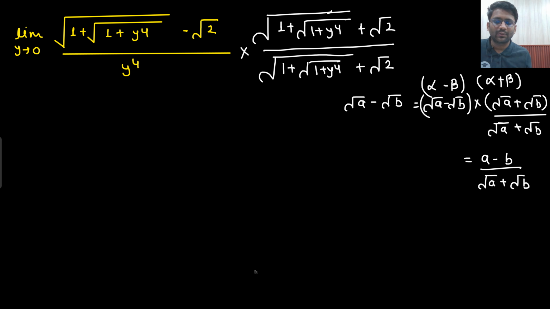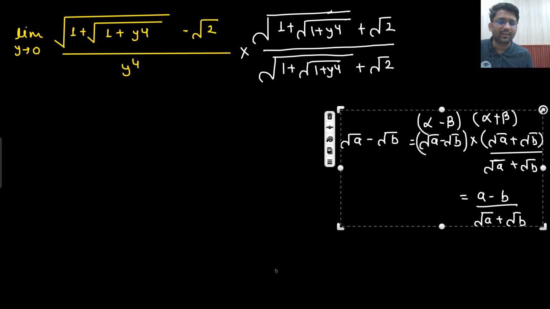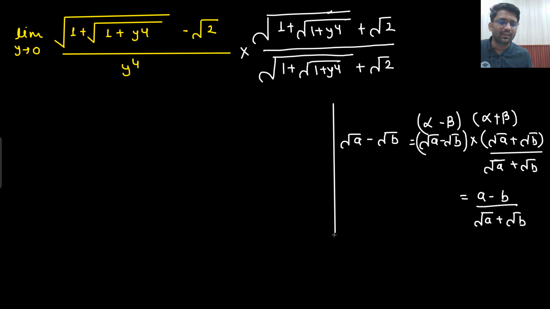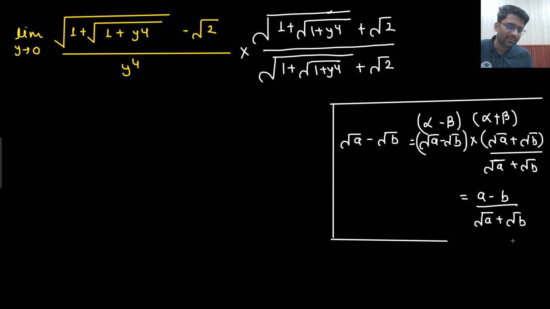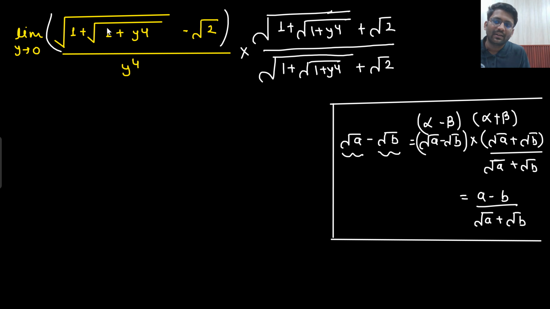Because in your mind only you would be able to think why I am doing the rationalization. I am doing the rationalization so that on the upper side I can take this element, do its square, minus I can take this element, do its square. Under root a square is a, minus under root b square is b. I am not even looking here, I am simply doing the square of this element.